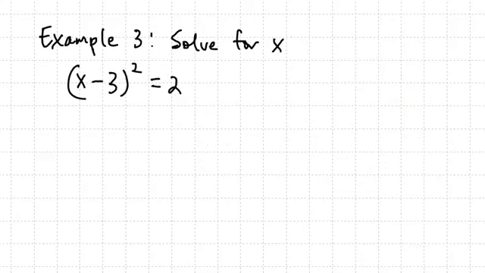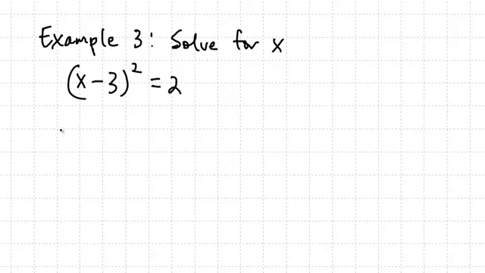Let's see some different examples. Here I have (x − 3)² = 2. Okay, now let's remind ourselves that this would be a quadratic equation if we expanded everything out. Now in this case, we do have a square on one side and a value on the other side. So I want you to think of this entire expression, (x − 3)², as a square.